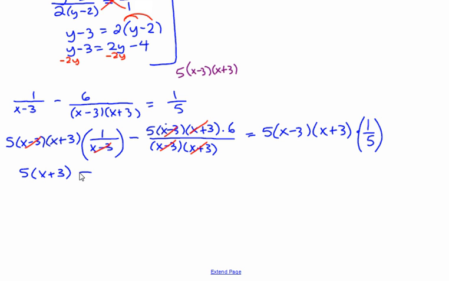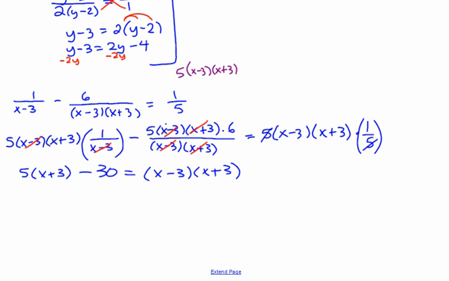minus what? Jody, can you not do that right now? 5 times 6 is 30. Okay, what cancels here? The 5, so we're left with x minus 3 and x plus 3.